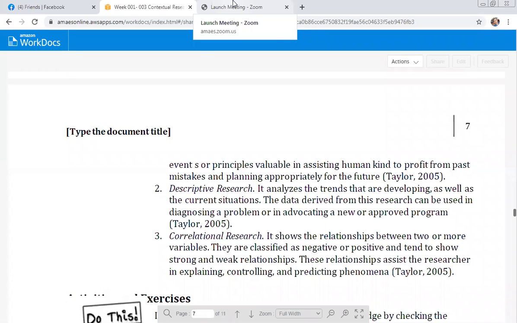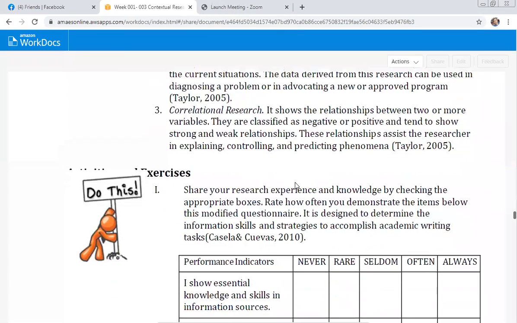Okay, what about correlational research? Correlational research shows the relationship between two or more variables. They are classified as negative or positive and tend to show strong and weak relationships. This relationship assists the researcher in explaining, controlling, and predicting phenomena.